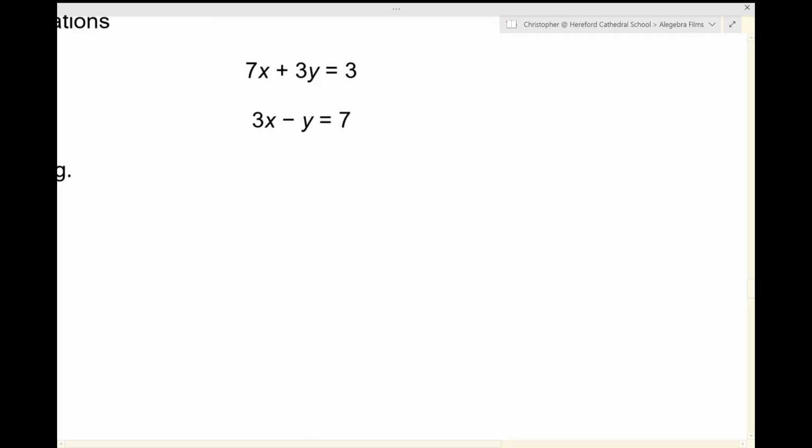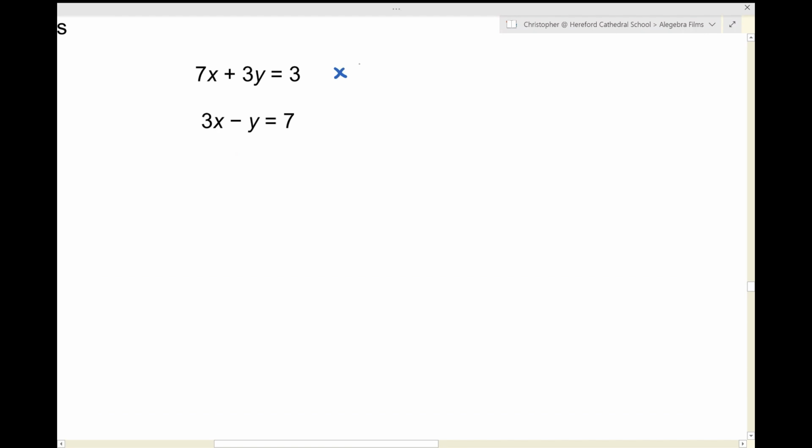Question 7. Get the x's equal, then subtract. I'm going to multiply this top equation by 3 and the bottom equation by 7, because that's going to give me 21x in both equations. That's the top one multiplied by 3. Here's the second one multiplied by 7.